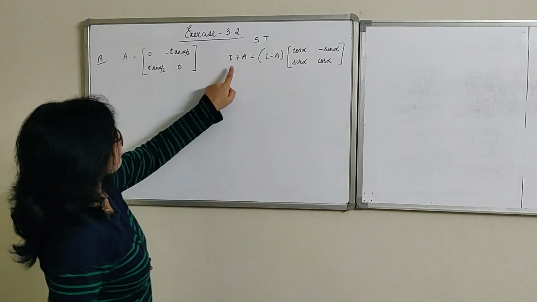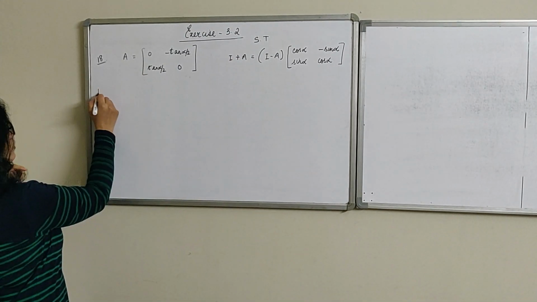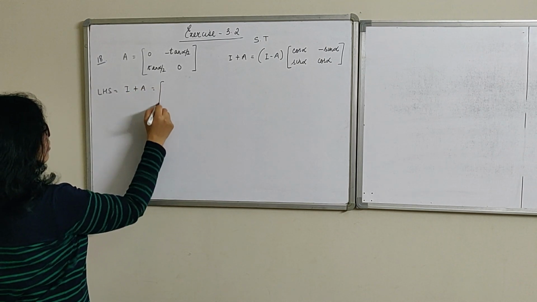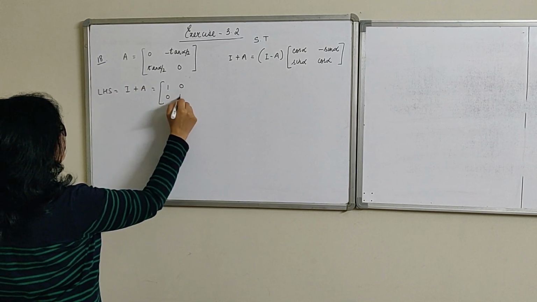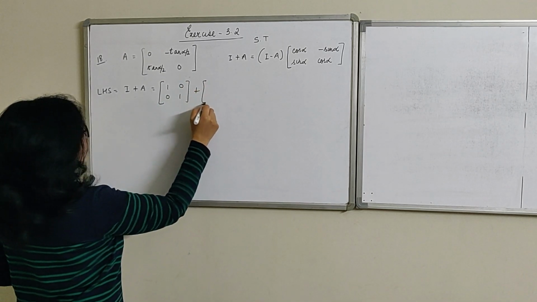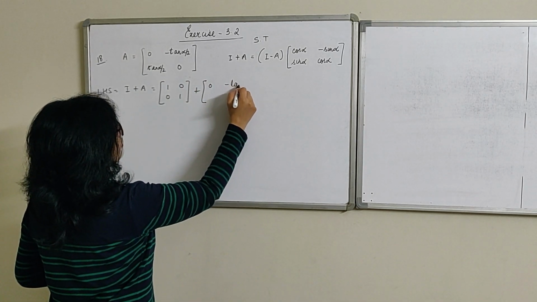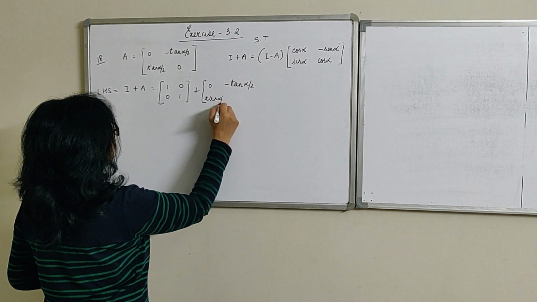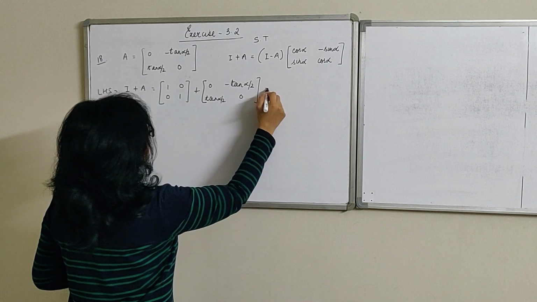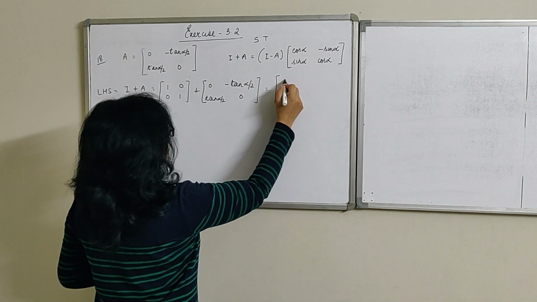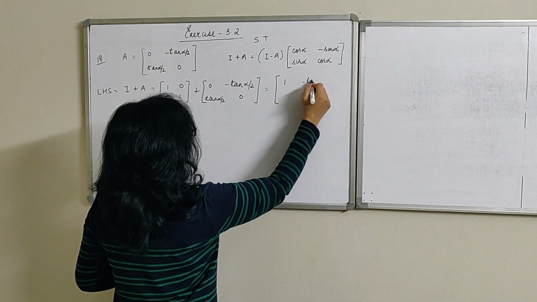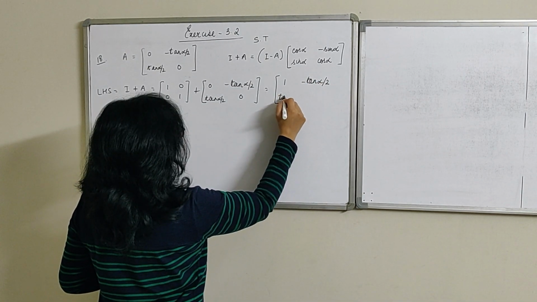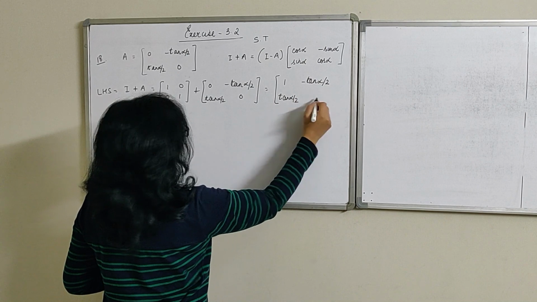So let's start from the left hand side, I plus A. Left hand side, I plus A. So identity matrix of same order plus matrix A gives us a matrix with elements 1, minus tan alpha by 2, tan alpha by 2, 1.